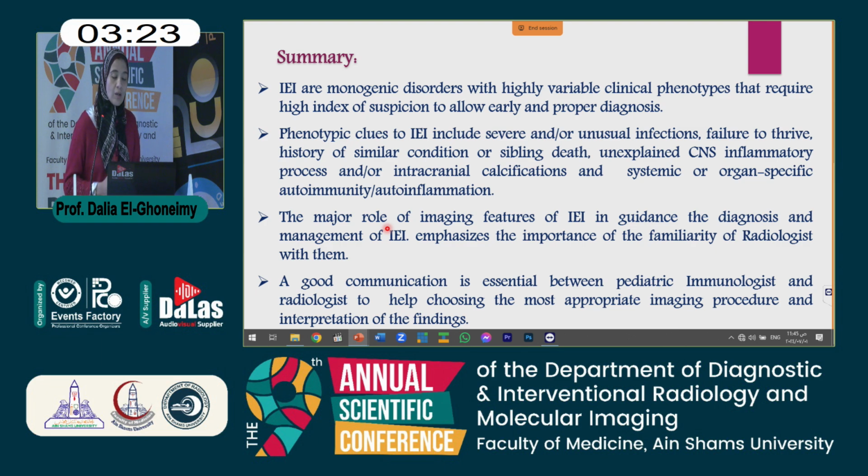And the major role of imaging features of IEI in guiding the diagnosis and management of IEI emphasizes the importance of the radiologist's familiarity with them. And good communication is essential between pediatric immunologists and radiologists to help choose the most appropriate imaging procedure and interpret the findings in the context of the clinical phenotype of the patient.